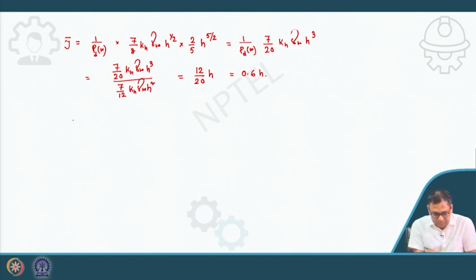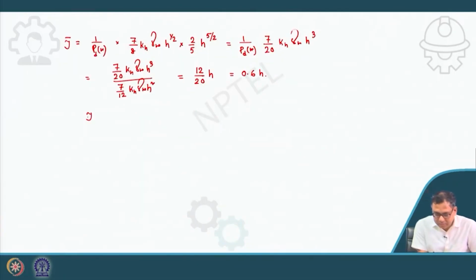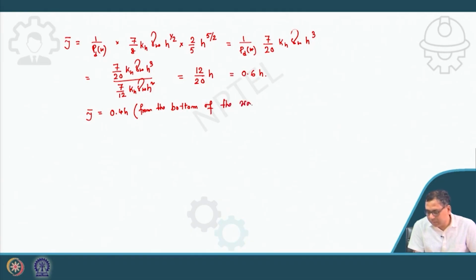Now, if I want to calculate from the bottom of the retaining wall, it will simply be 0.4 h from the bottom. Okay. So, I can write y bar is equal to 0.4 h from the bottom of the wall.